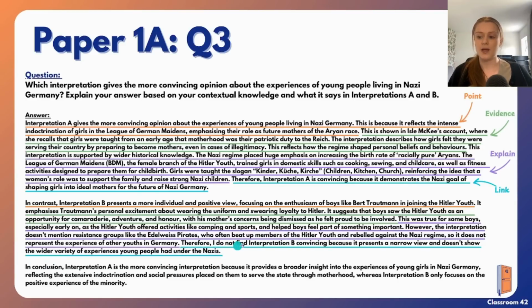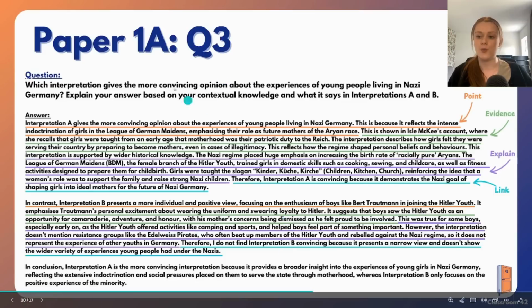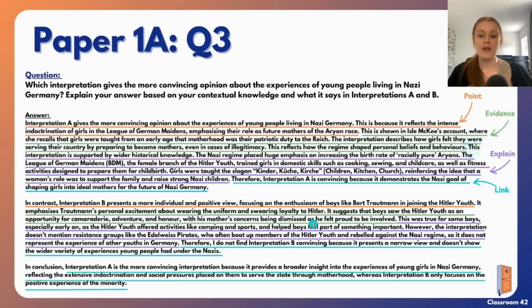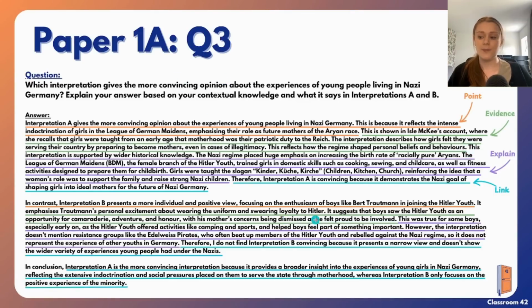Therefore, I do not find interpretation B convincing because it presents a narrow view and doesn't show the wider variety of experiences young people had under the Nazis. So we're just linking it back to the question again about which one we find more convincing. And then in our conclusion, we can just compare the two different interpretations. So we can talk about which one is more convincing.